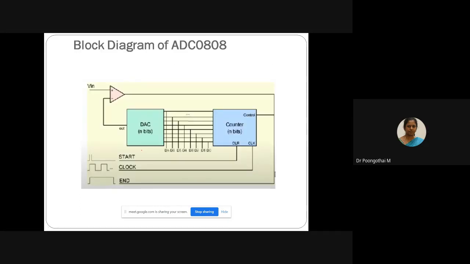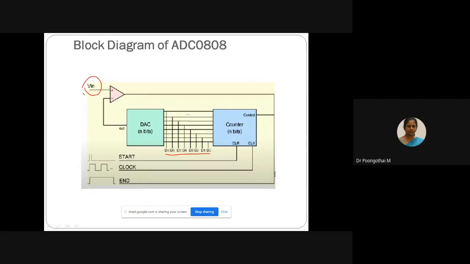So this diagram represents the internal working of your ADC0808. Here Vin is the input voltage, which needs to be converted into a digital value. The digital values are stored in these lines, D0 to D7. So D0 to D7 are the digital outputs that are obtained here.